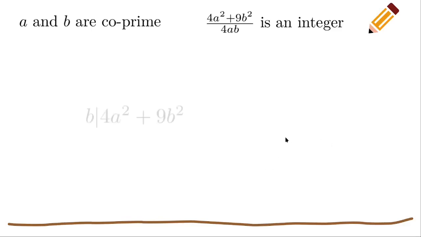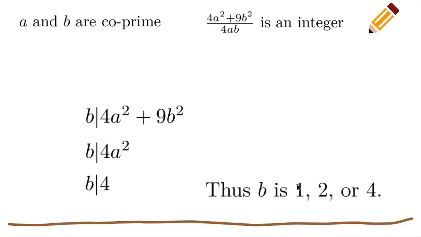Now let's do the same thing for b. b is also a factor of the numerator. And b is always a factor of 9b squared, so we have to look at 4a squared. b is a factor of 4a squared, and again they are coprime, so b is a factor of 4. We are doing the exact same thing that we did for a. And b is a positive integer, which means that we have these 3 options.